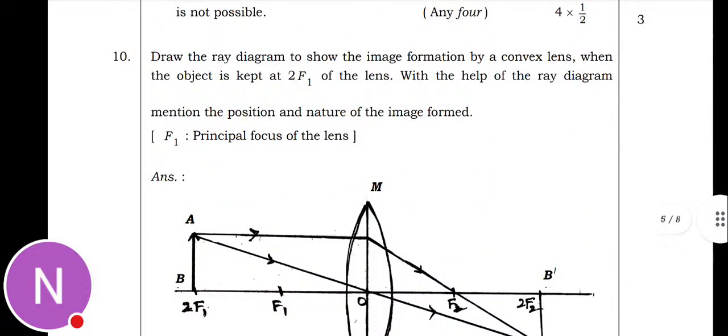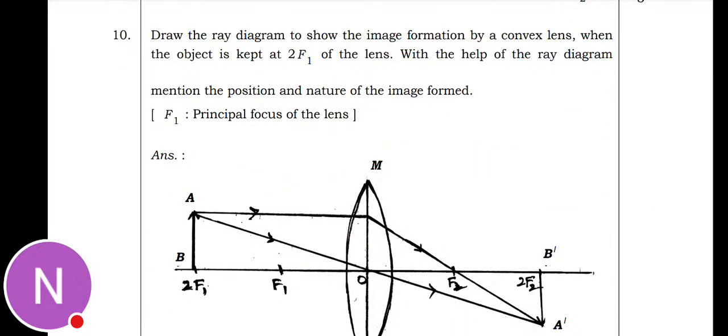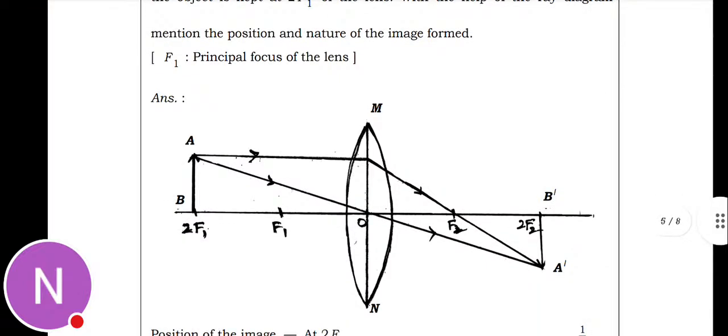Next question number 10, here they have asked to draw the ray diagram to show the image formation by a convex lens when the object is kept at 2F1 of the lens. With the help of the ray diagram, we also have to mention the position and the nature of the image that is formed here. So F1 is the principal focus of the lens. So this is the diagram.